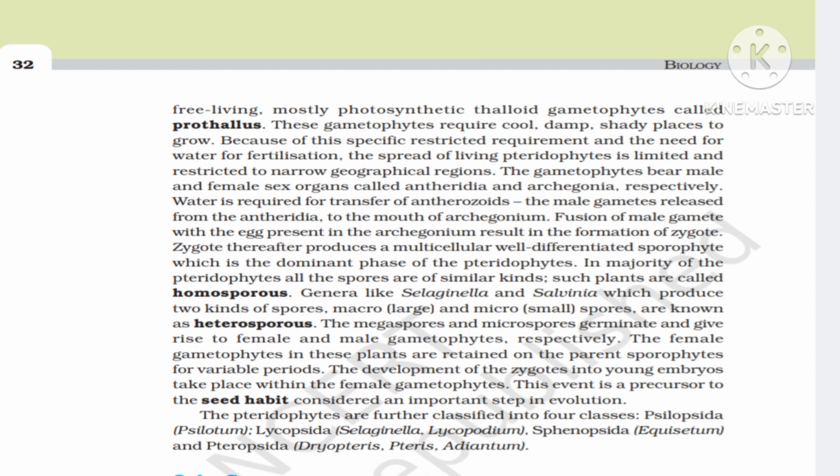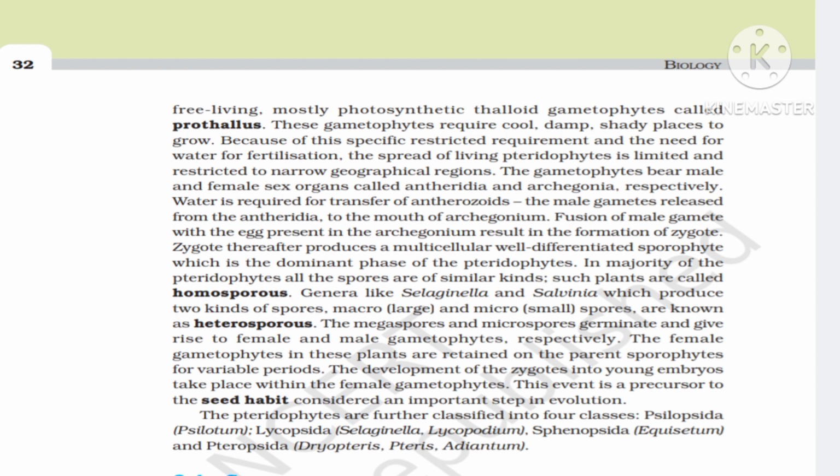In bryophytes the sporophyte is present where the spore formation takes place in a capsule, but in pteridophytes the spores are formed on the sporophyte leaves, the sporophylls. These gametophytes require cool, damp places to grow, and they need water. The spread of living pteridophytes is limited and restricted to narrow geographical regions. The gametophytes bear male and female sex organs called antheridia and archegonia, respectively.